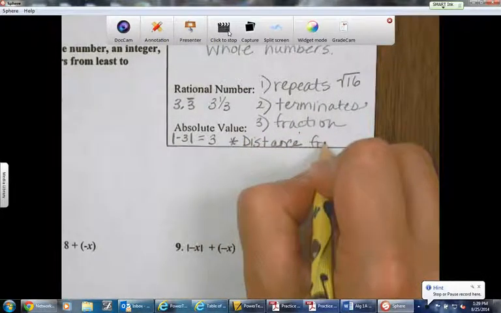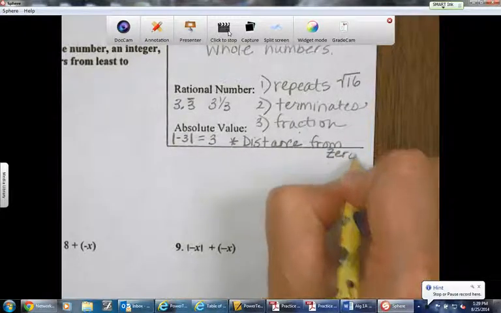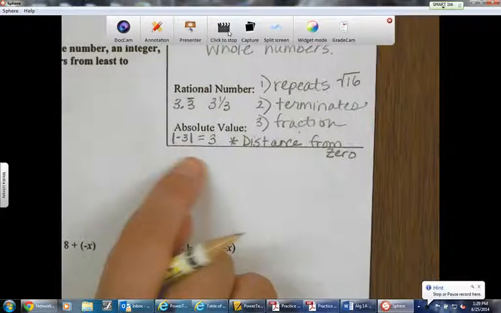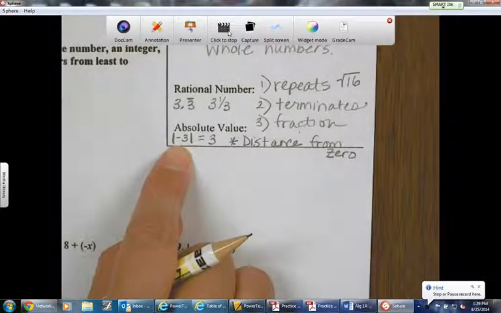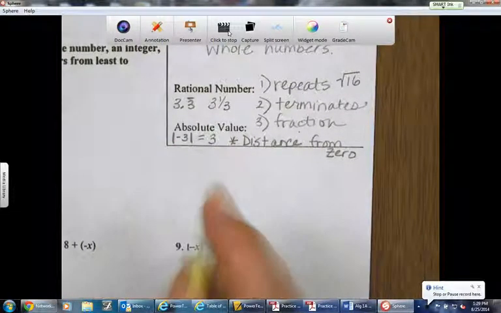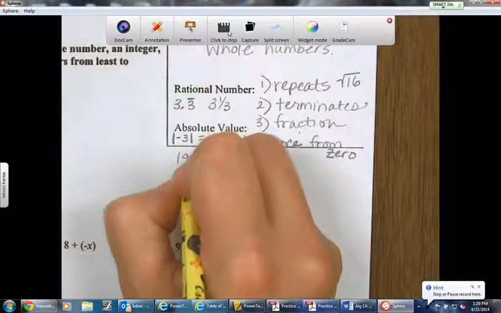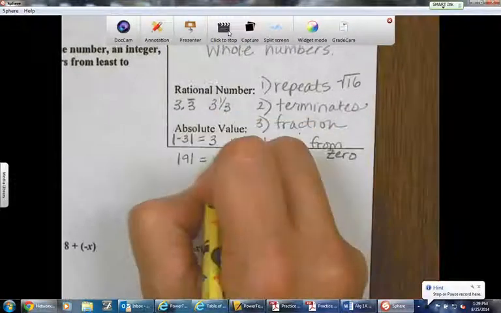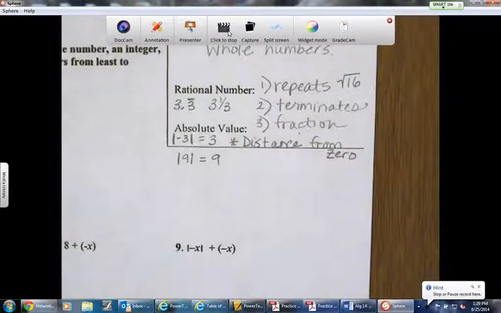Okay, so how far is negative 3 from 0? It's 3 spots. Okay? What if I said, what is the absolute value of 9? How far is 9 from 0? 9. Okay? So absolute value is always positive.